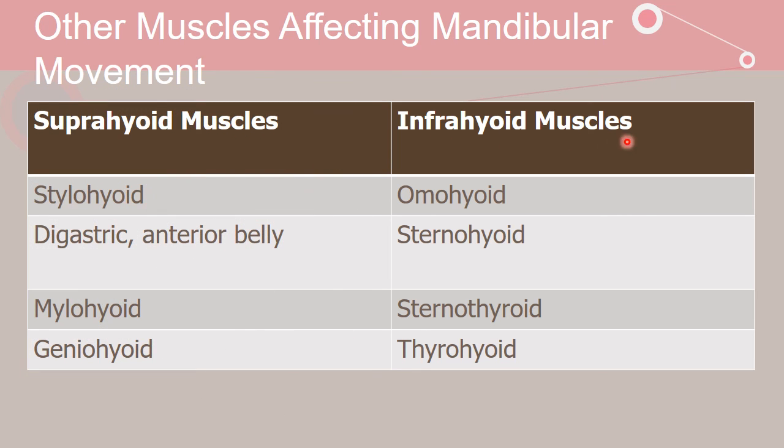The infrahyoid muscles stabilize the hyoid bone and keep it from rising so that when the suprahyoid muscles contract, they can move the mandible and not just move the hyoid bone. These muscles act together with both lateral pterygoid muscles to help depress the mandible and act with the posterior fibers of the temporalis muscle to retrude the mandible.